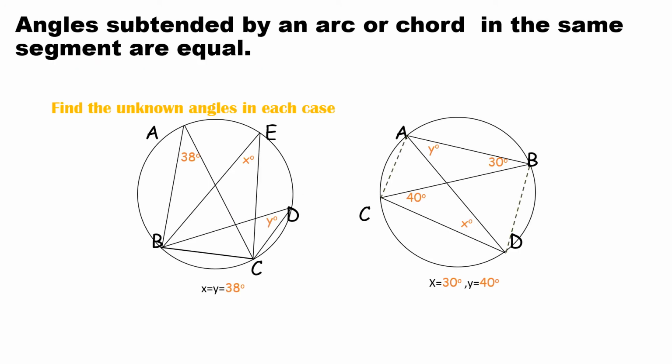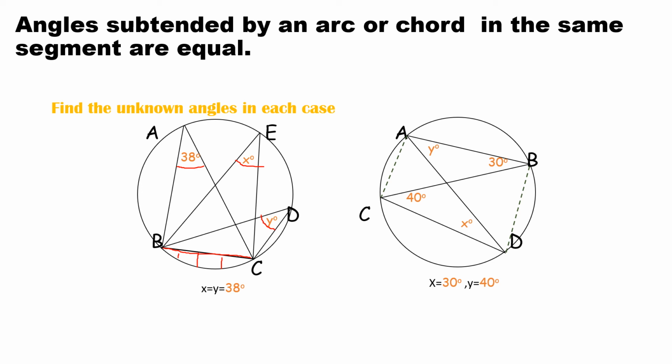The next property states that angles subtended by an arc or chord in the same segment are equal. So if both the angles are lying in the minor segment or in the major segment, then they are going to be equal. As you can observe in the first example, the chord BC is there. That means the portion below this BC will be your minor segment and the portion above BC is going to be your major segment. And all these angles, angle A, angle X and angle Y, are lying in the same segment, that is the major segment. So all of them will have equal values, that is x and y will be equal to 38 degrees.